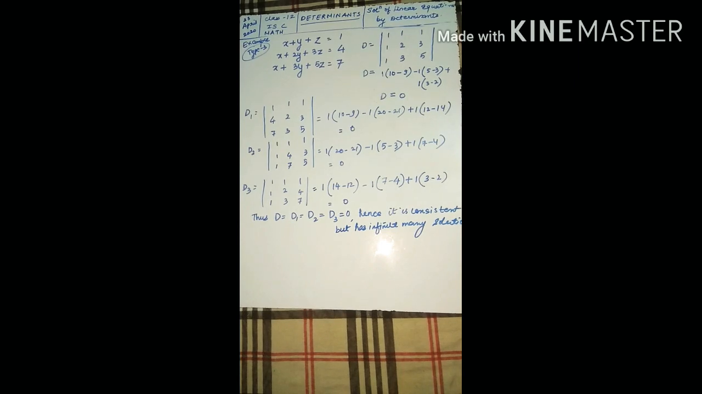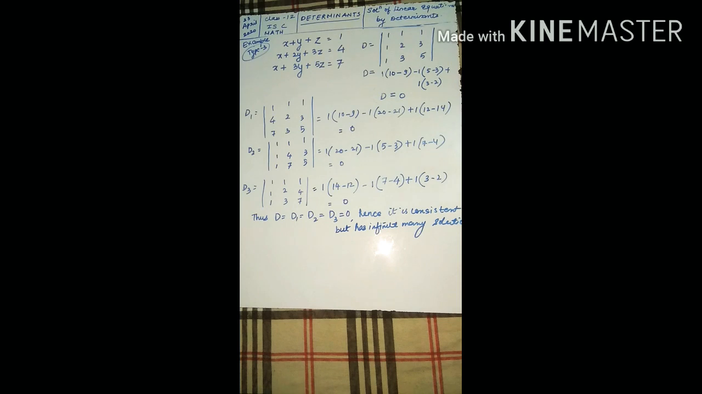Okay, now let us come to the type 3 example of a non-homogeneous linear equation. As we have seen the unique case and the no solution case, now let us see the infinitely many solutions case. This is the question written in front of you.